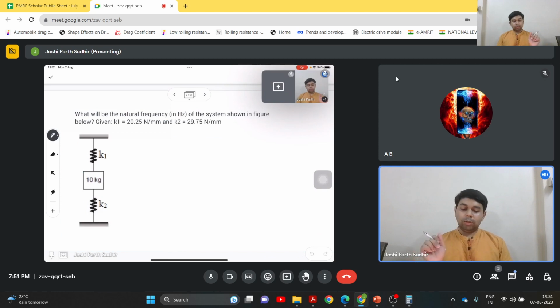So the next problem is this one, where we have a mass which is suspended between two springs K1 and K2. The values of K1 and K2 have been given, and the mass is 10 kg. So we need to find out the natural frequency of this system. Now, how do we proceed with this problem? Any idea?